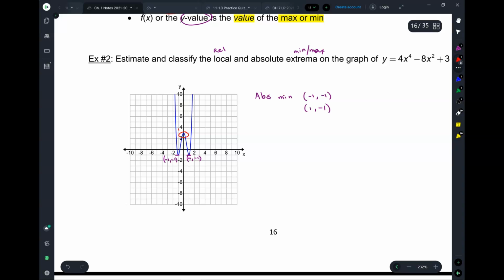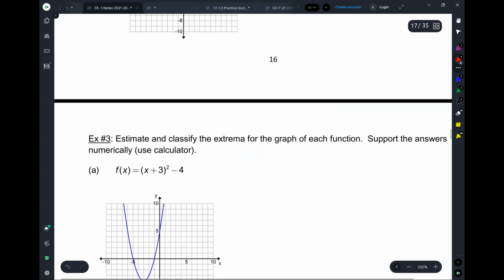Here, there is a maximum, okay? That's not the absolute maximum because the graph goes up higher than that. So it's only a relative maximum, and the coordinates for that are 0, 3. It's best to put x and y coordinates, that way you've given all of the information.